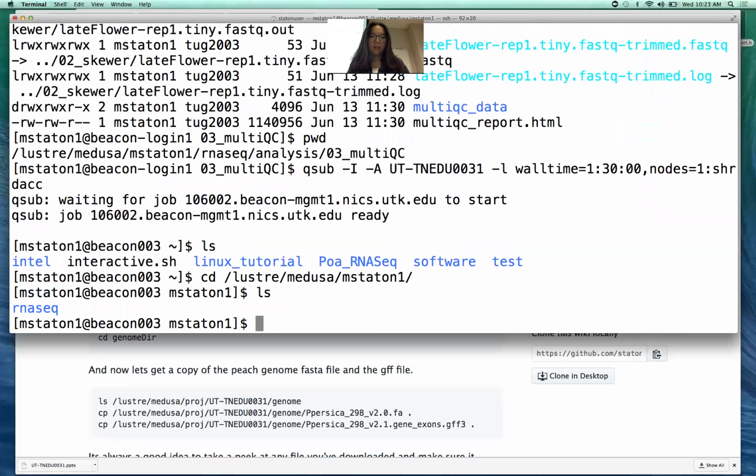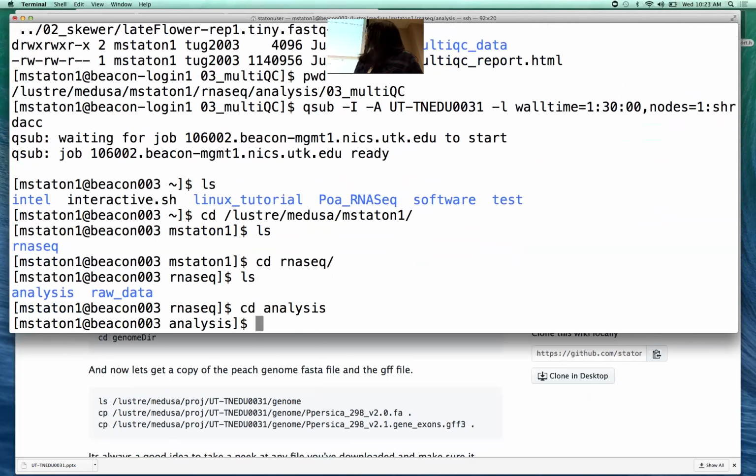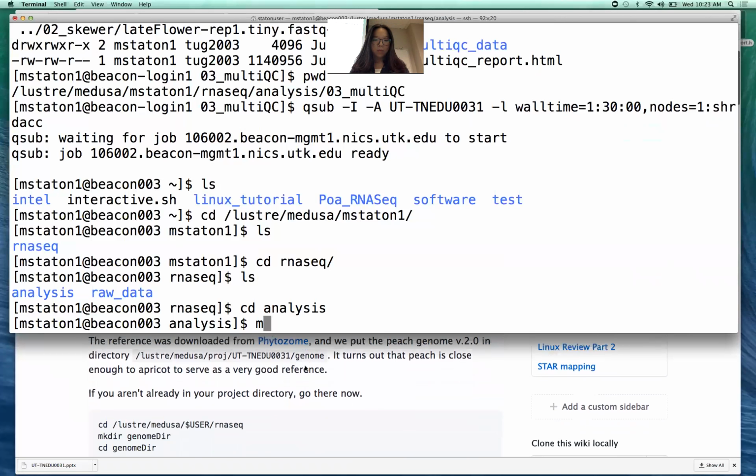Go to and enter your RNA-seq directory. Go to the analysis folder. Then we will make a directory to put your genome data into it. So make dir genome directory.